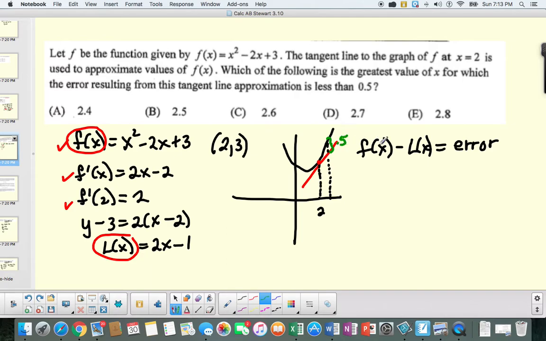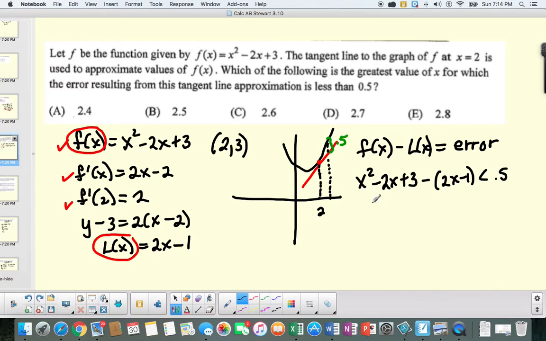Okay, the error between the function and the linearization. When is the difference between the function and the linearization less than 0.5? So let's go ahead and do that. The function is x squared minus 2x plus 3, and then I'm going to subtract the linearization, which is 2x minus 1. And I want that to be less than 0.5.